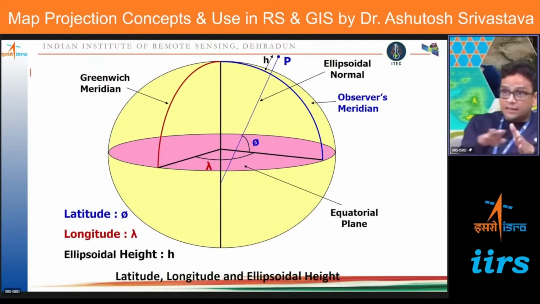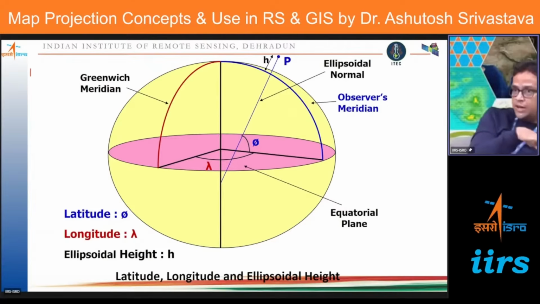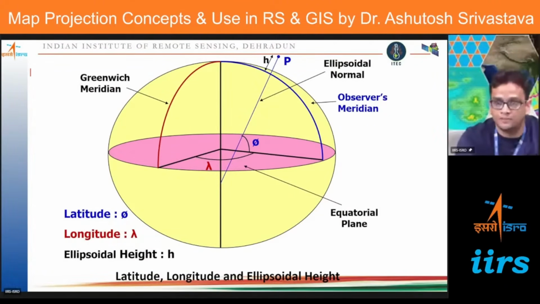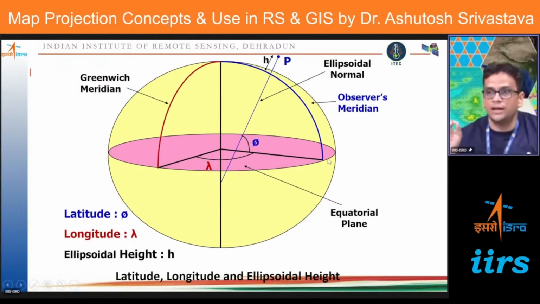Now, the angle between the Greenwich meridian and the observer's meridian, because I have already told you we have fixed this, this is our reference point. So the reference point we have fixed is the Greenwich meridian, and the angle between the Greenwich meridian and the observer's meridian is called the longitude.